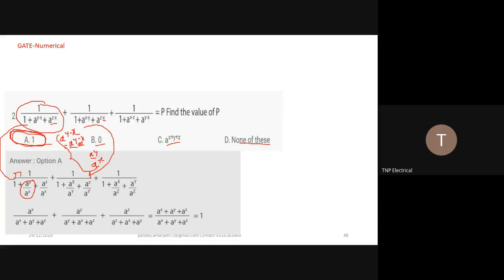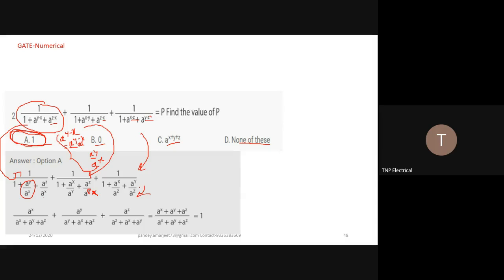So it should be not y, it should be x. Okay, this should be x. So try to understand it. Next is again 1 upon 1 plus a to the power x minus z and y minus z. You can simply represent it like this. Okay, so where a to the power y minus z, this minus z representing, you can put it in denominator.